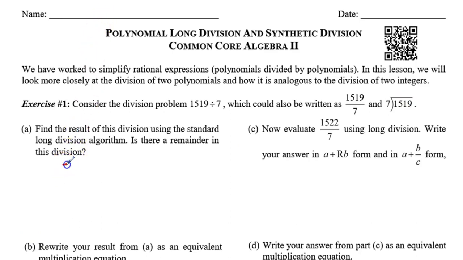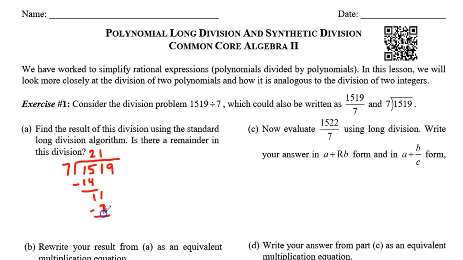We'll divide 7 into 1519. If you remember, 7 can't go into 1, but it does go into 15 twice. So we write a 2 up on top. Then we multiply. Then we subtract. Then we bring down. Now we divide 7 into this 11. It goes in once. Then we multiply. 1 times 7. Then we subtract.